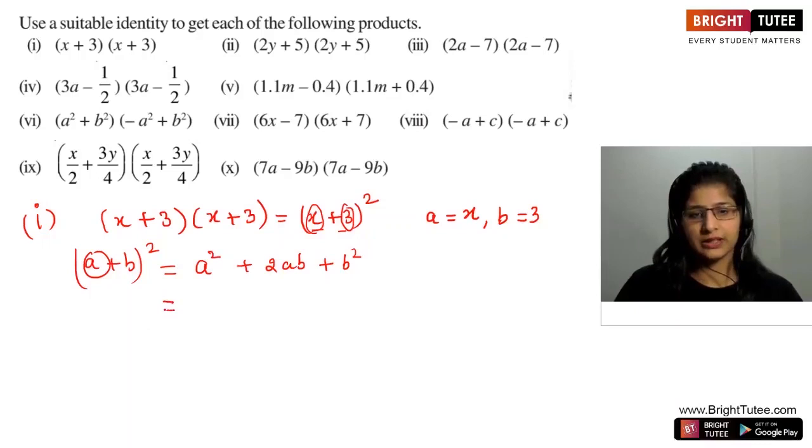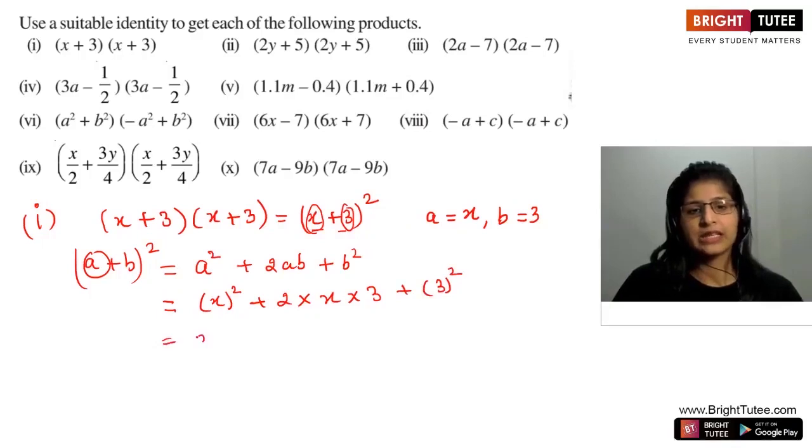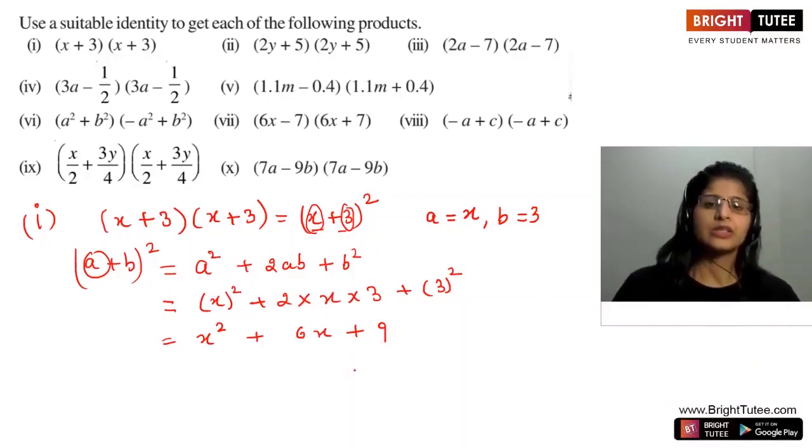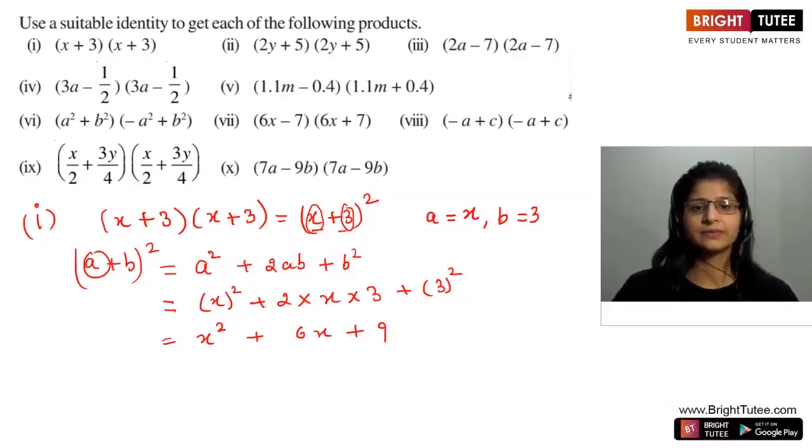So let us put it here. Instead of a, put x square of x, plus 2 into x into b which is 3, plus square of 3. So we get x square plus 6x plus 9. So this is the answer. We don't have to multiply each term of one binomial with each term of the other binomial. We can just use the identity to solve it. Now we will start the second one.